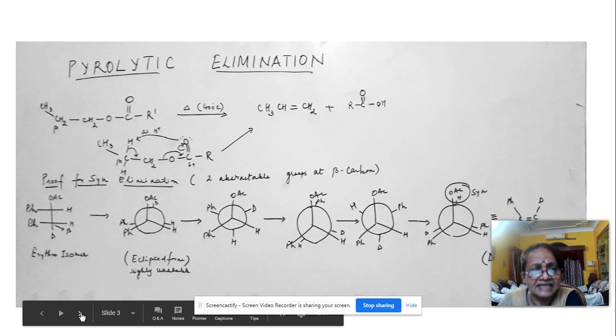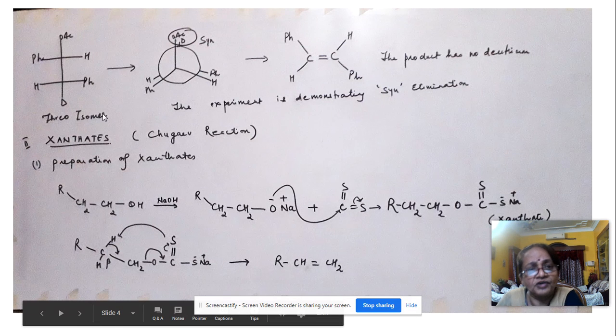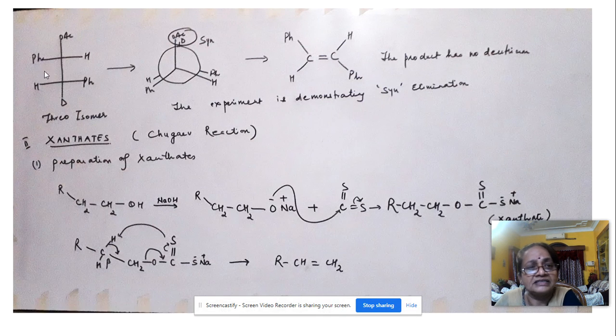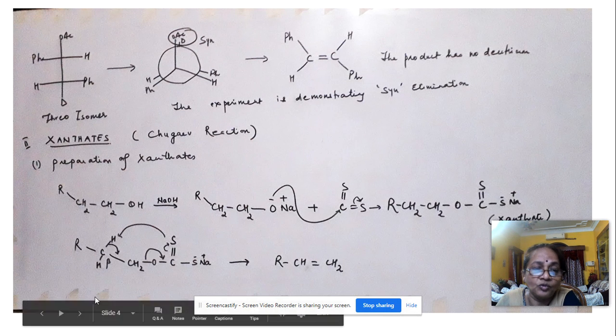Now, in the second example that I have taken here, the threo isomer, the phenyl groups are far apart from each other, converted into Newman projection formula. Now, here you can see that the acetate and the deuterium are back to back, so elimination will take place, and in the product that is formed, no deuterium is present. Now, remember one thing, whenever we have two hydrogens present on the beta carbon, there will be formation of two products, and whenever we have only one hydrogen, there will be formation of only one product.